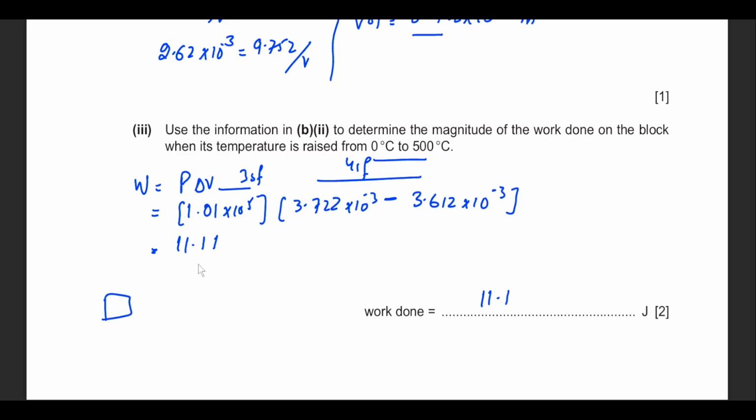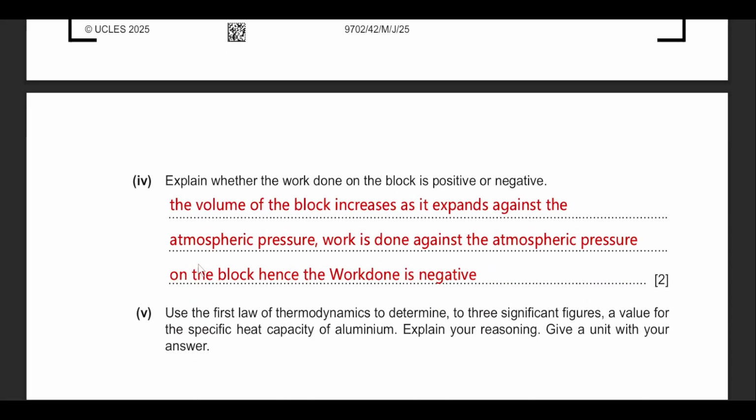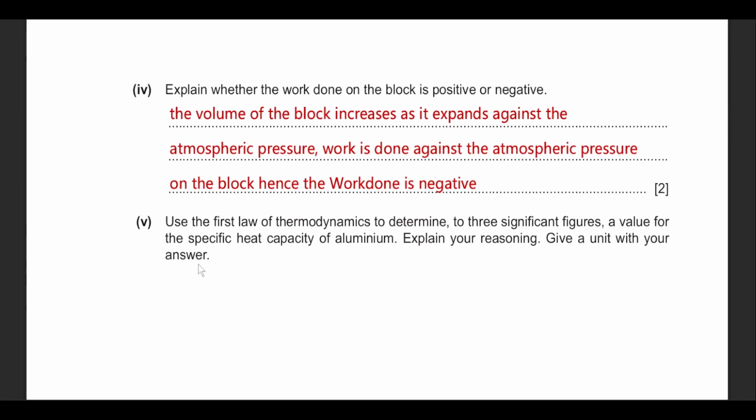So when the box, for example, this cube, was provided with thermal energy, it expanded slightly. And now the new dimensions are going to look like this. All right. Something to think about. Okay, explain whether the work done on the block is positive or negative. Now this is work done on the block.